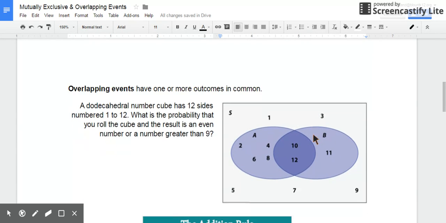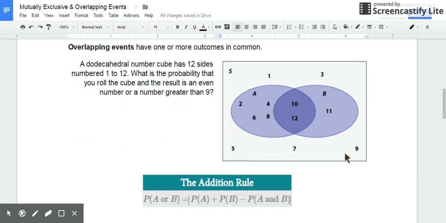So if we look at overlapping events, let's say we tossed that 12-sided number cube, that die, again, and we want to see what is the probability that we roll and get an even number or a number greater than 9. So even numbers from 1 to 12 are 2, 4, 6, 8, 10, 12. And out of 1 to 12, greater than 9 is 10, 11, 12. So then that probability.